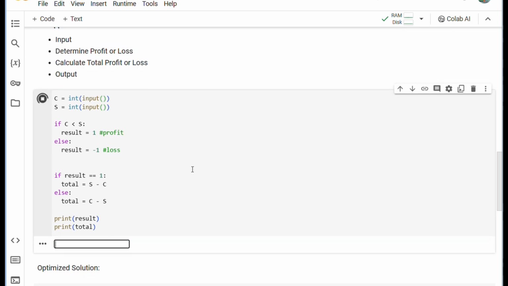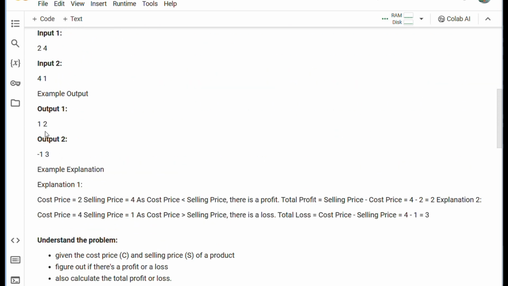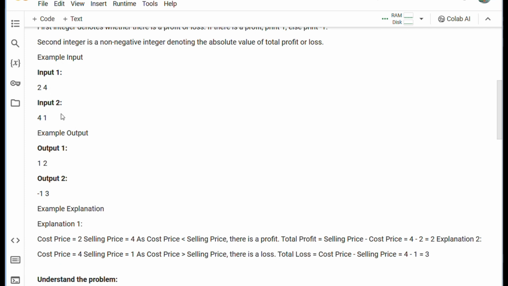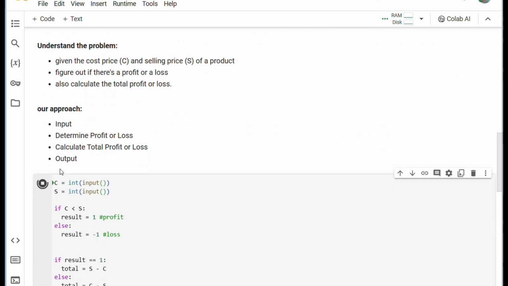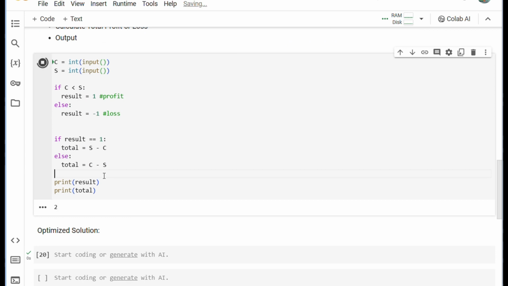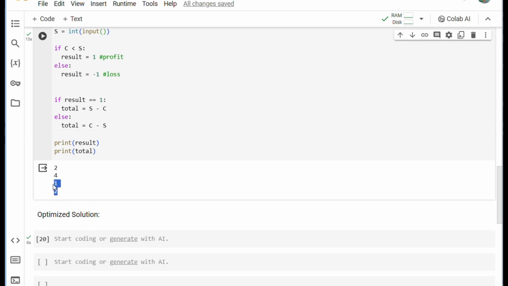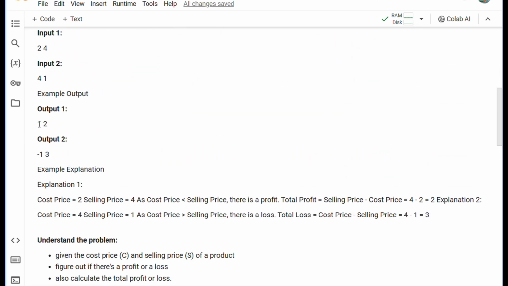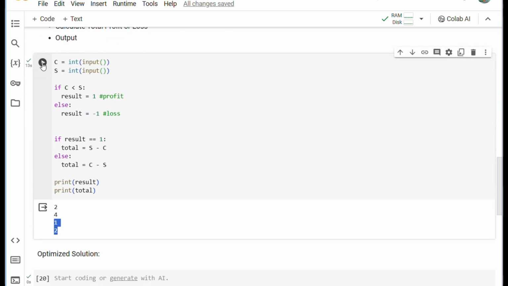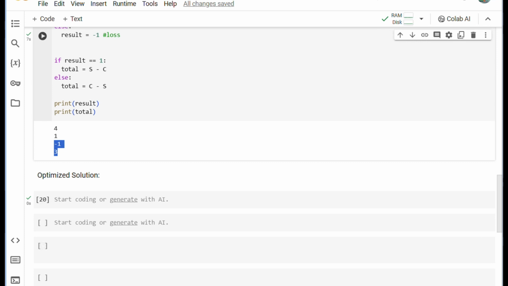So let's run this and see what input we need to give. We need to give 2 and 4, and the output will be 1, 2. So 2, then 4, and we get 1 and 2 as output. Now our second input is 4 and 1, we will get -1 and 3. So run it again. 4 and 1, -1 and 3. So we have solved this problem.